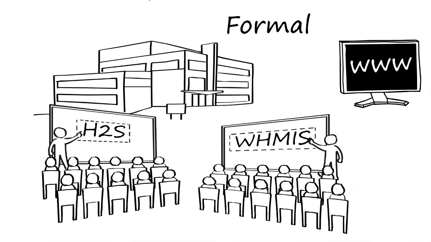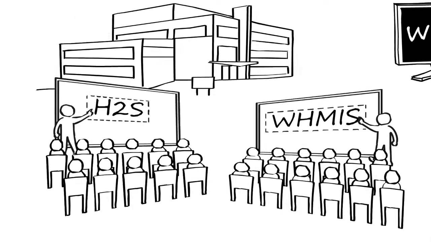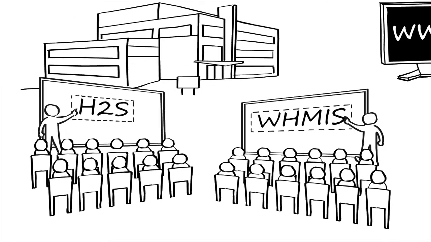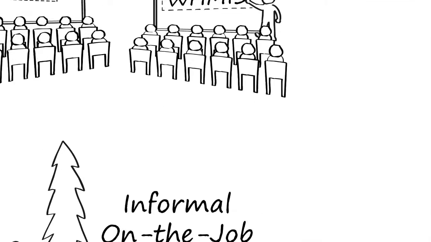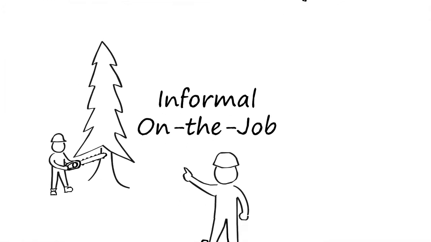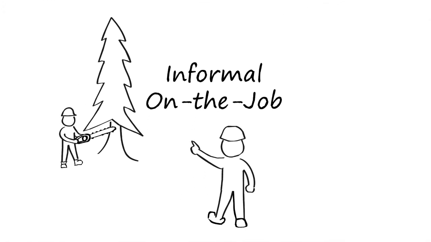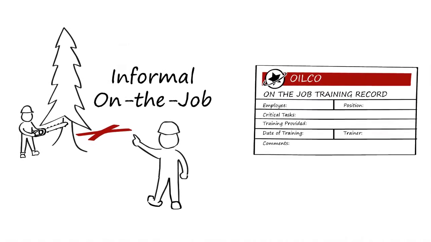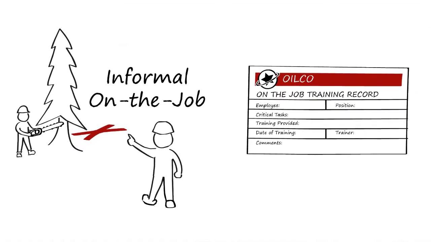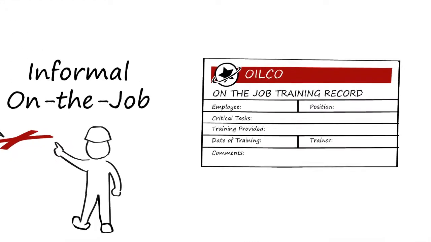Formal training comes in a lot of varieties: third-party classroom training like H2S Alive, or perhaps a WMIS training session or an online video your company has produced. Informal or on-the-job training is when an experienced worker or supervisor explains or walks someone through their tasks on the worksite itself. It's a lot easier to track formal training, but there should be some way to document informal training as well, especially in those cases where work procedures are safety critical.